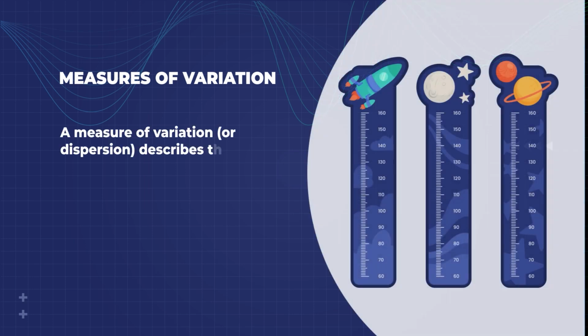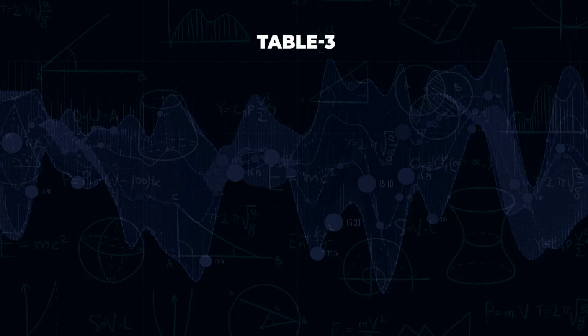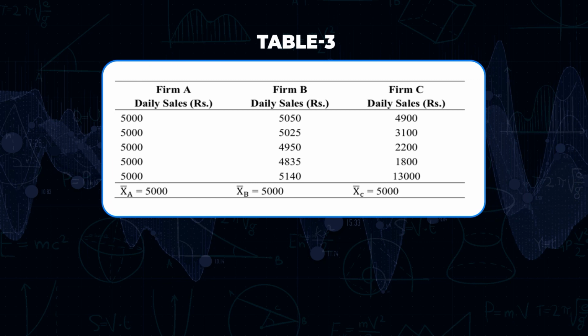A measure of variation describes the spread or scattering of the individual values around the central value. To illustrate the concept of variation, let us consider the data given in table 3. From table 3, we can see that the average sales for firms A, B and C is the same, that is rupees 5,000. And we are likely to conclude that the distribution pattern of the sales is similar.